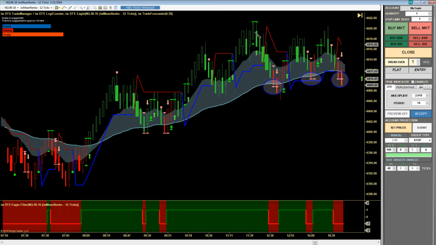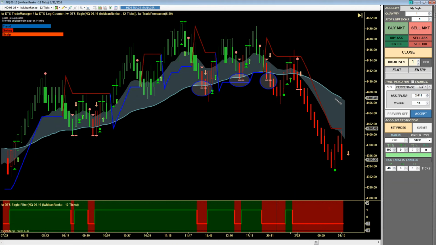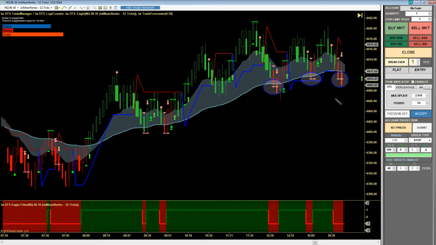So uptrend, market comes down, hits the hard edge. Oh, we produce a sell signal. Rallies up, comes down, produces another sell signal. Rallies up, comes down, produces another sell signal. Generally speaking, this will happen 3 times before the market reverses and starts going the other way. Hence the rule of 3.